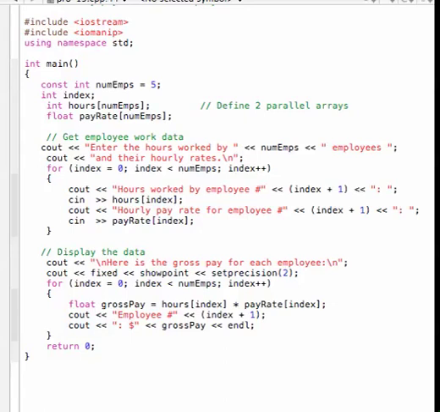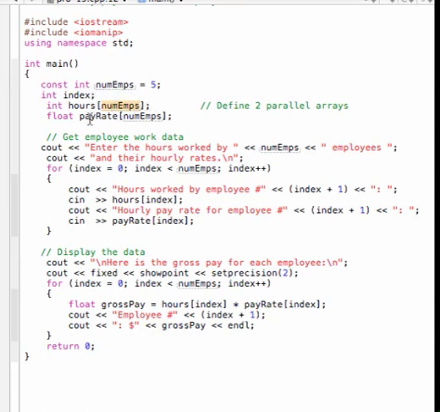Parallel arrays are two different arrays that have some relationship to one another. In this particular program, I'm going to give you an example of what I mean. I've got a constant here, numimps, it's 5. I've got an index. I've got an array called hours of type int, it's 5 things big.